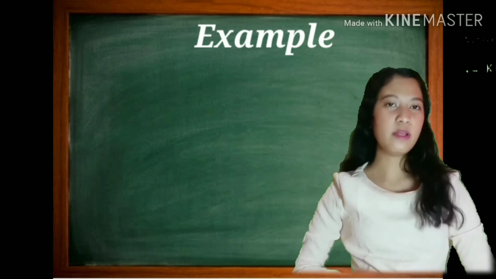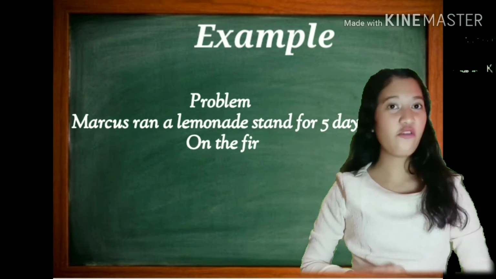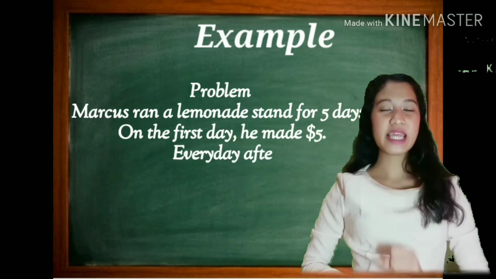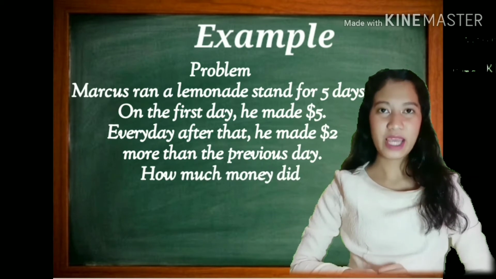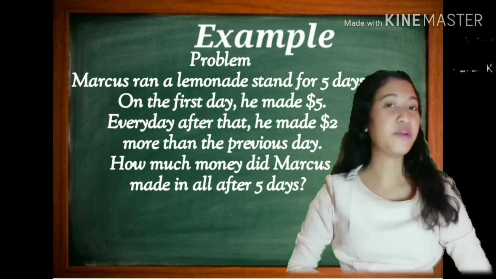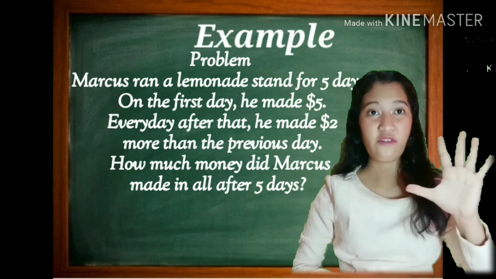So, the problem goes like this. Marcus ran a lemonade stand for 5 days. On the first day, he made $5. Every day after that, he made $2 more than the previous day. How much money did Marcus make in all 5 days?